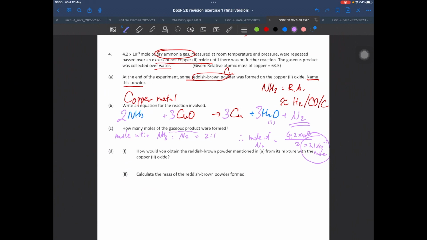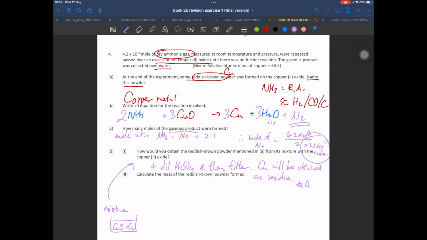Next, after the reaction, there is some reddish brown powder formed on the surface of copper(II) oxide. So how can you obtain this reddish brown powder? That is copper metal, right? So your question here becomes, there's a mixture of CuO and Cu. So how can you collect the copper metal? We just add dilute sulfuric acid and then filter it, because copper(II) oxide is a metal oxide which is a base, and it will react with acid, but the copper metal is too chemically inert to react with acid. So the copper metal will be obtained as residue.